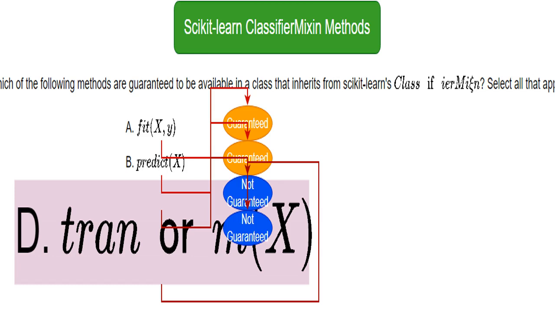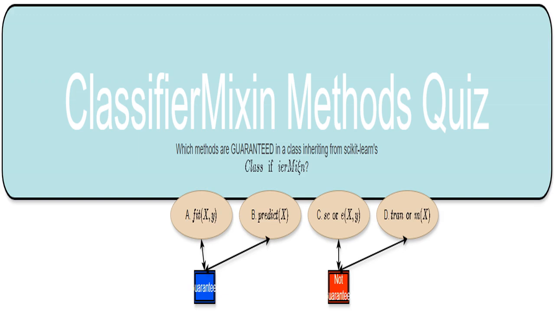ClassifierMixin. This function is about changing data, not classifying it. It belongs to a different scikit-learn class, TransformerMixin, and isn't part of the ClassifierMixin contract. This quiz tests your knowledge of the ClassifierMixin class in scikit-learn, a popular Python library for machine learning. We'll figure out which methods are always available in classes that inherit from it.